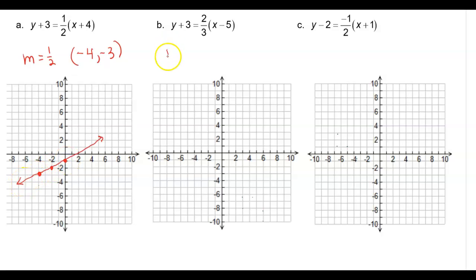Part B. The slope is 2/3. The point is (5, -3). Graph (5, -3), and then walk the slope. Up 2, right 3. Up 2, right 3.